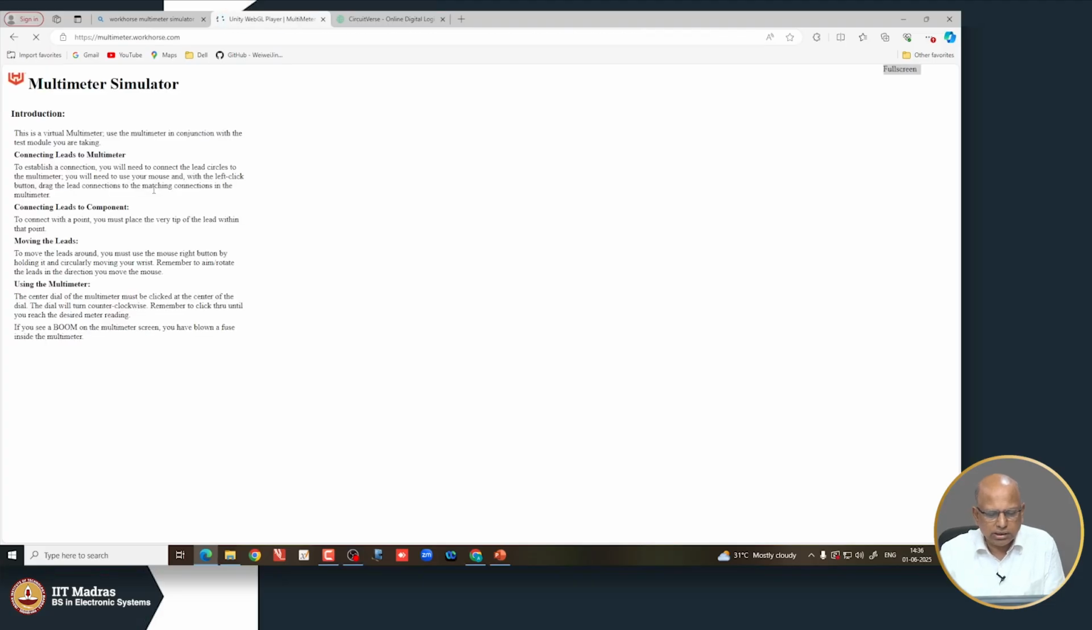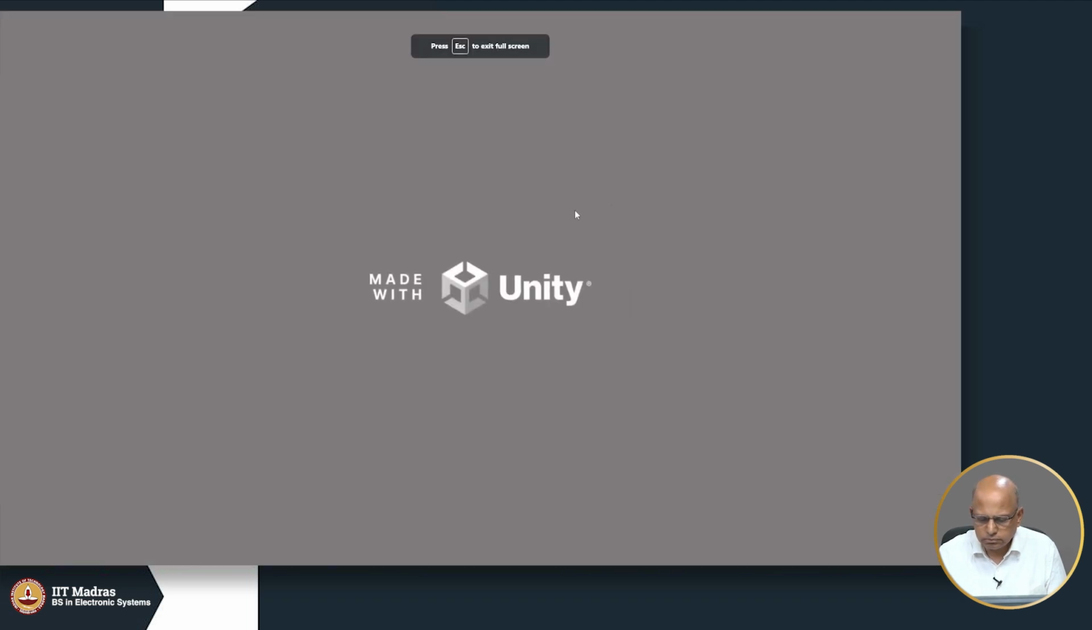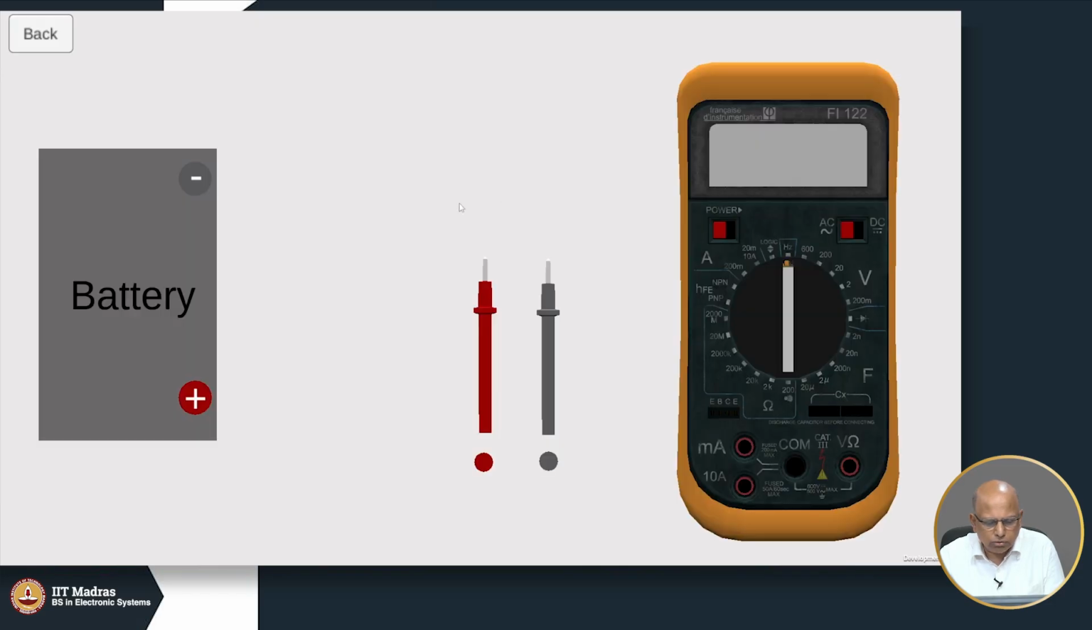So, it sort of looks like this. You can use the multimeter to measure. It is a virtual multimeter. So, you can say I want to measure the battery or something like that. These are the two probes. You can sort of insert the probe.